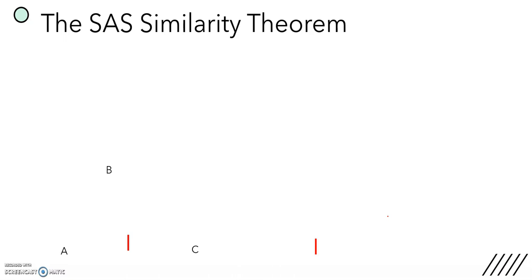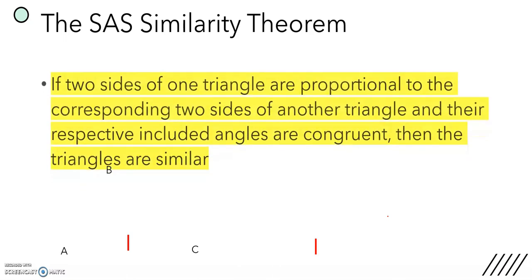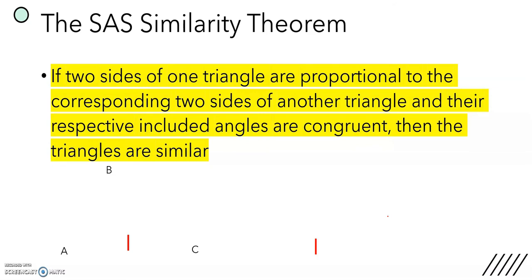Next, we have the SAS Similarity Theorem. If two sides of one triangle are proportional to the corresponding two sides of another triangle, and the respective included angles are congruent, then the triangles are similar. So from the acronym SAS, side, A here stands for the included angle, and then another S.